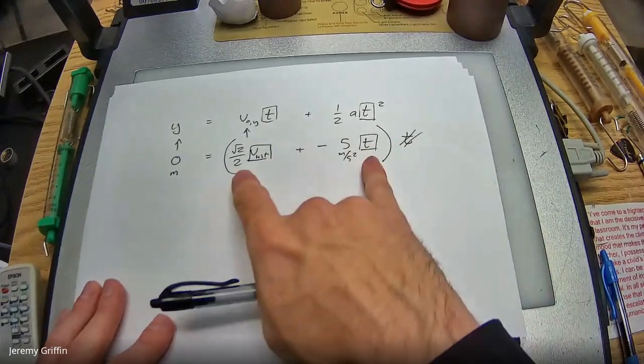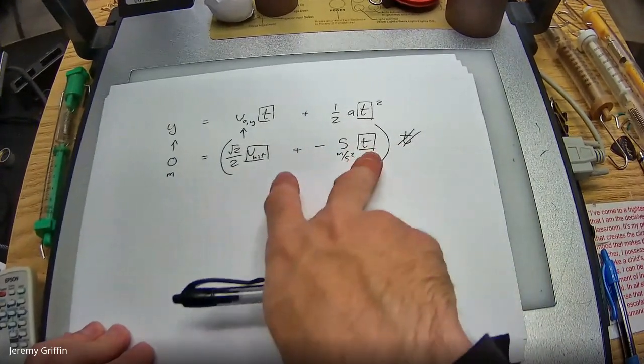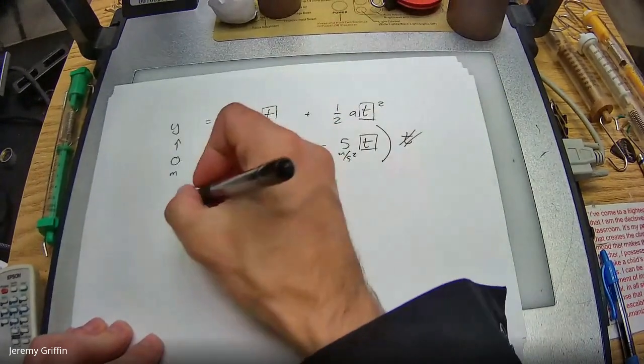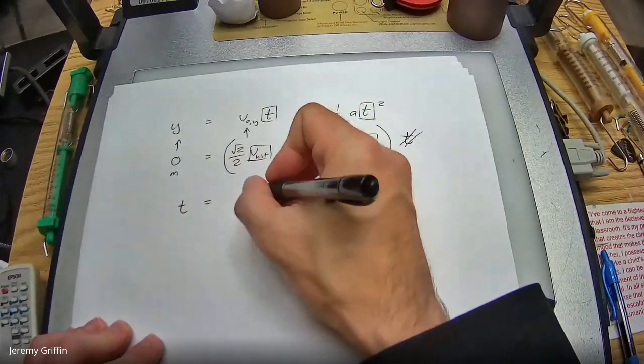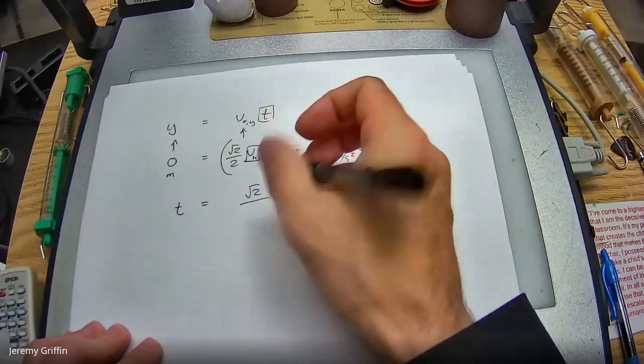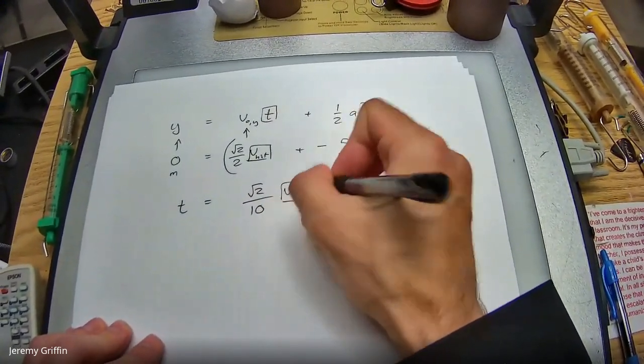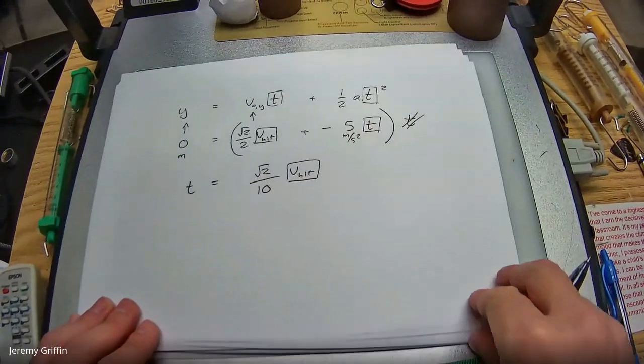Now, 2 unknowns, but that's okay. We can solve for one in terms of the other. Add 5t over, divide by 5, and I'll get the time of flight is equal to root 2 over 10 times v hit. If you do a little bit of algebra, switch around, you'll get something like that.